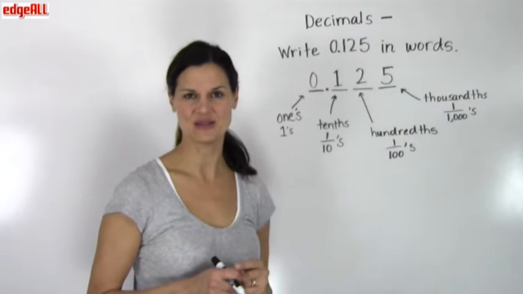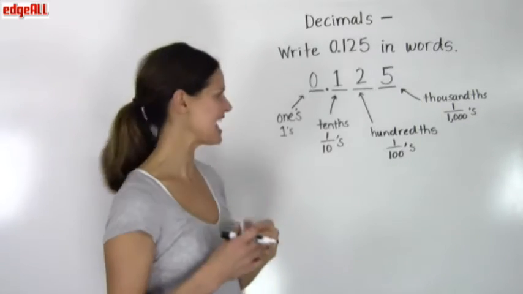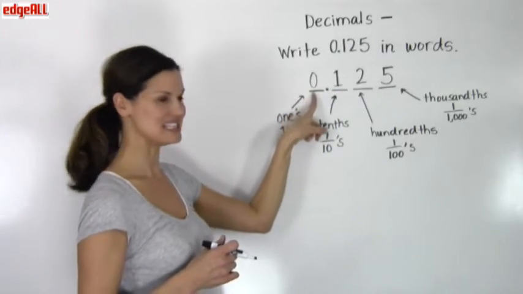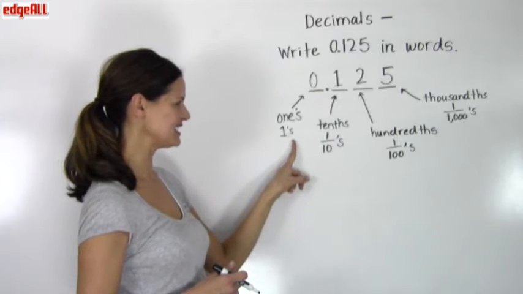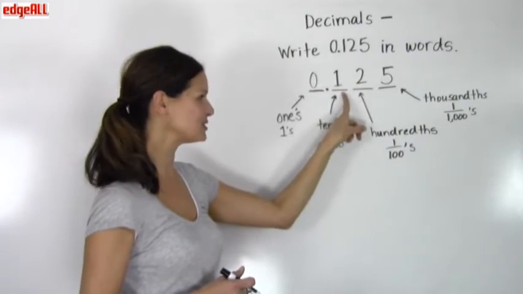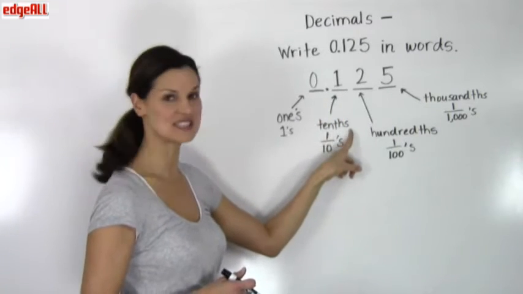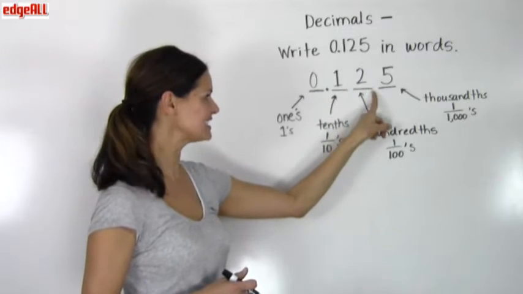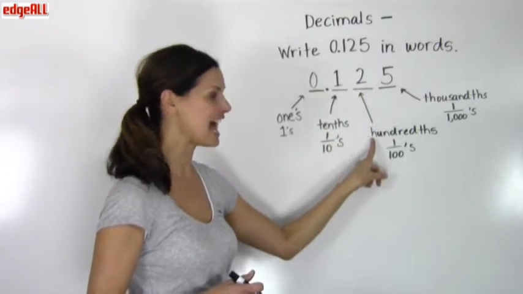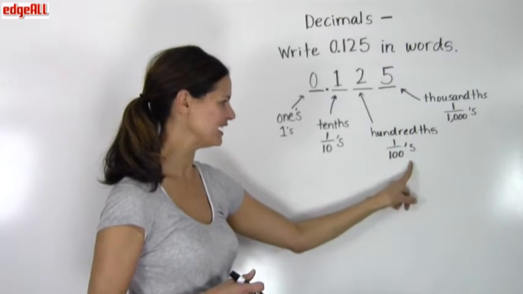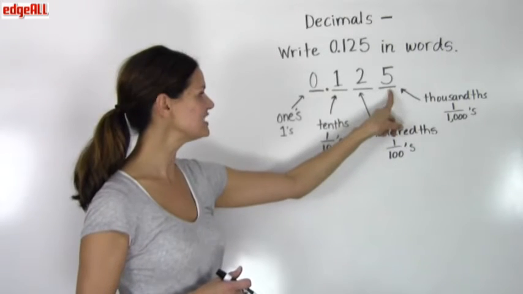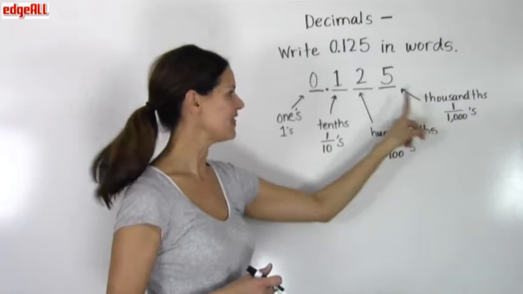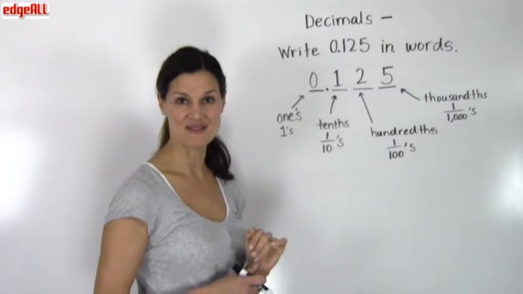Decimals also have place values that are very important when writing these in words or saying the number. Let's look at our number here. We have our 0.125, and so the 0 here is in the ones place. Our 1 here is the first number to the right of the decimal point, and that is in the tenths place, 1 over 10. The 2 here is our second digit to the right of the decimal, and that is in the hundredths place, 1 over 100. Our third digit here, our 5, is in the thousandths place, or 1 over 1,000, as we move to the right of the decimal point.